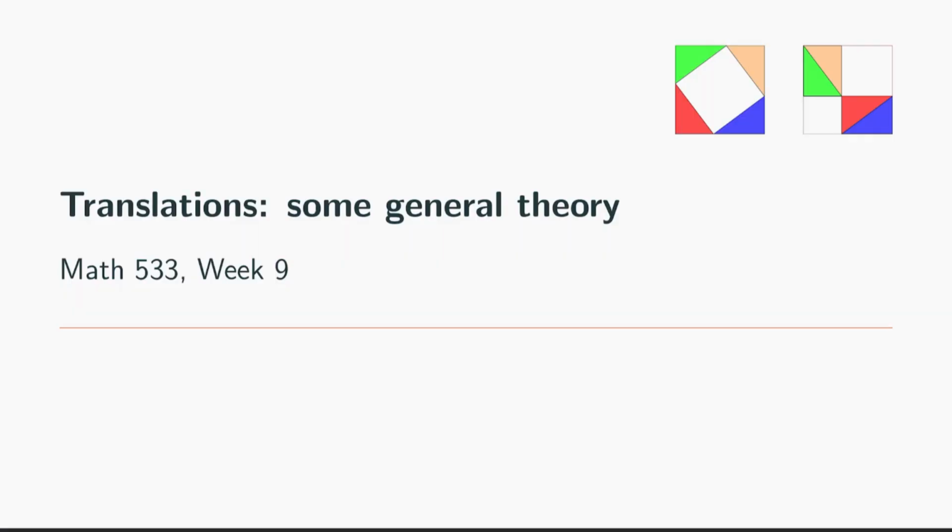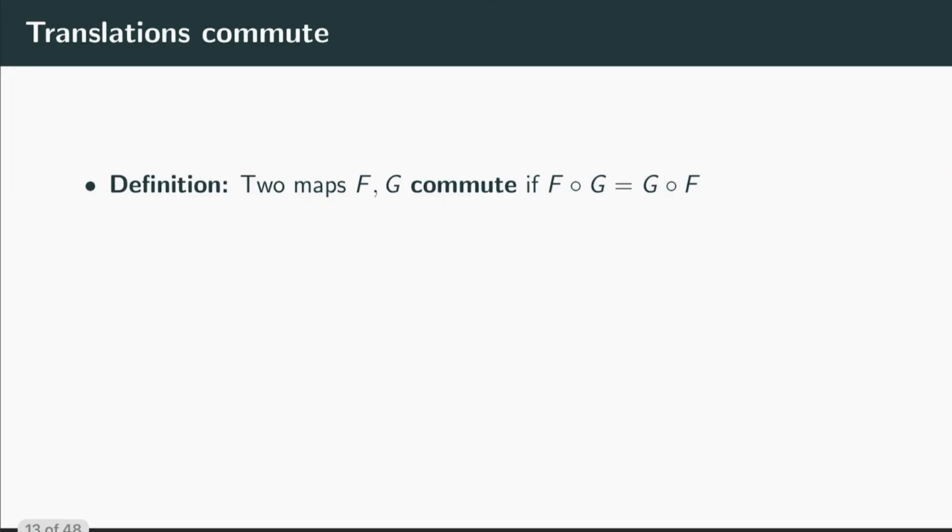In this video, we're going to talk a bit more about translations primarily, and talk a little bit about some general theory involving translations. So the first thing we'll talk about is when two maps commute.